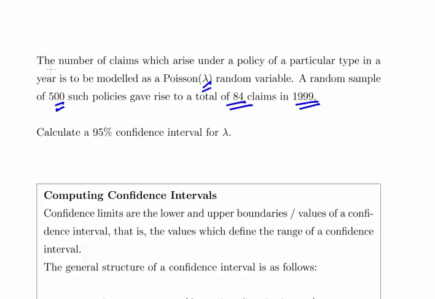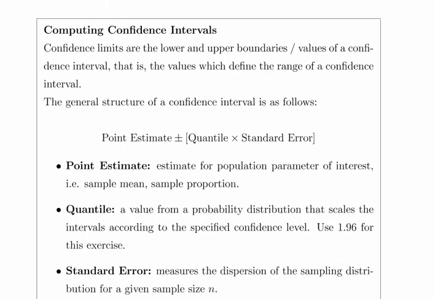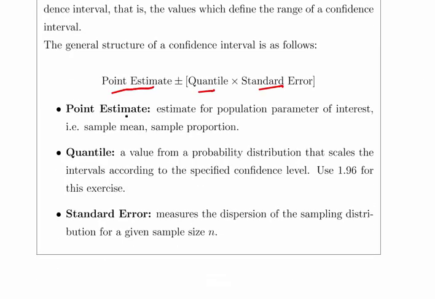Now I'm going to go through it and break it up into small chunks. The first thing I'm going to remark upon is that we still use the standard structure of a confidence interval here. So the point estimate, which is our estimate for lambda, the quantile, in this case a 95% confidence interval, and it's a large sample, so I'm just going to go straight to 1.96. And then the standard error.